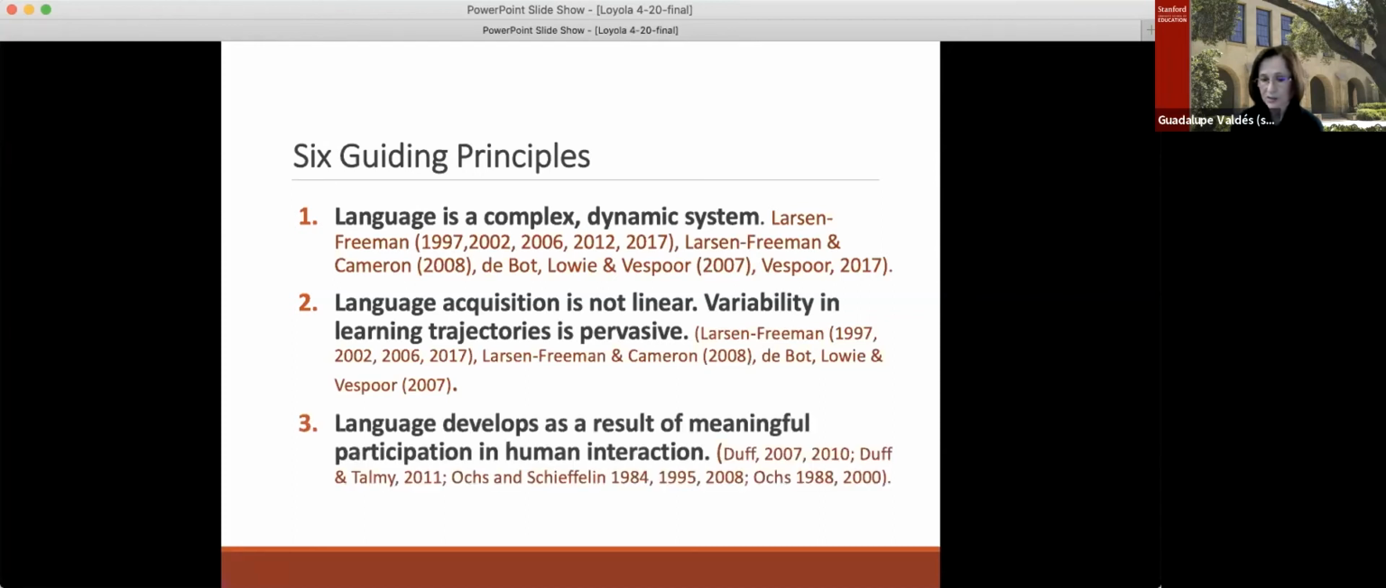Language develops as a result of meaningful participation in human interaction. Going back to my language is lived. It is acquired as a result of meaningful participation in human interaction. So if we want language to be acquired in a classroom, we better have a lot of meaningful participation in human interaction, right? That only stands to reason, right?